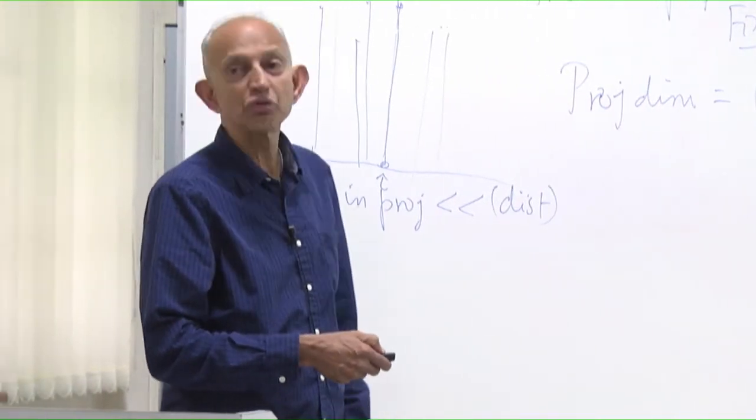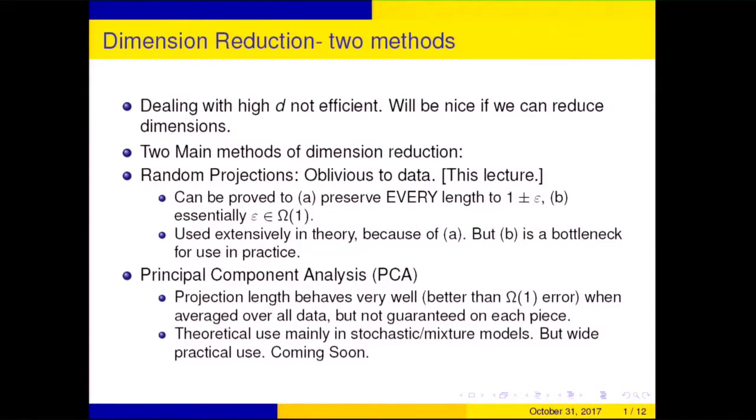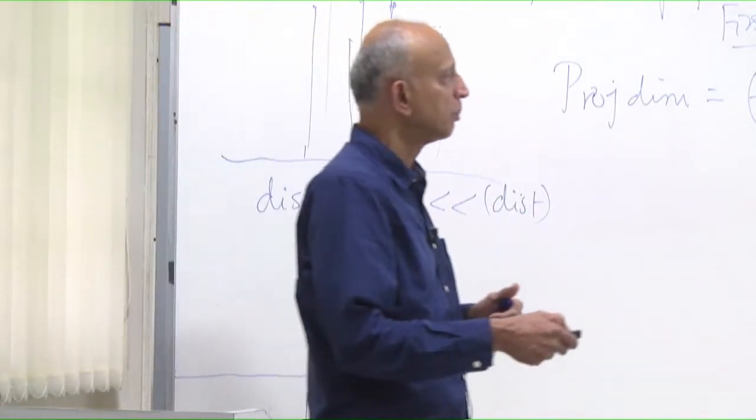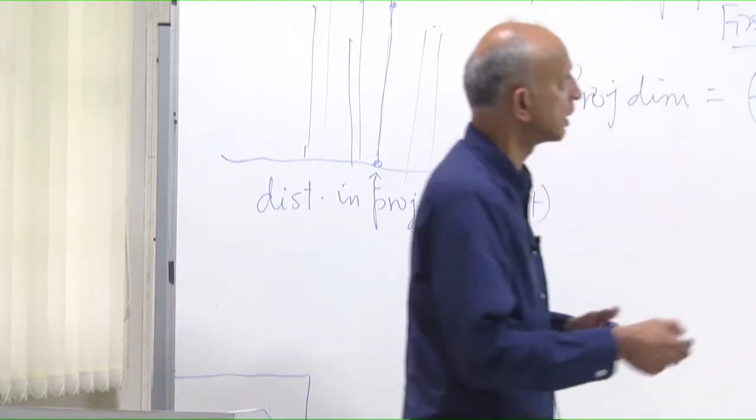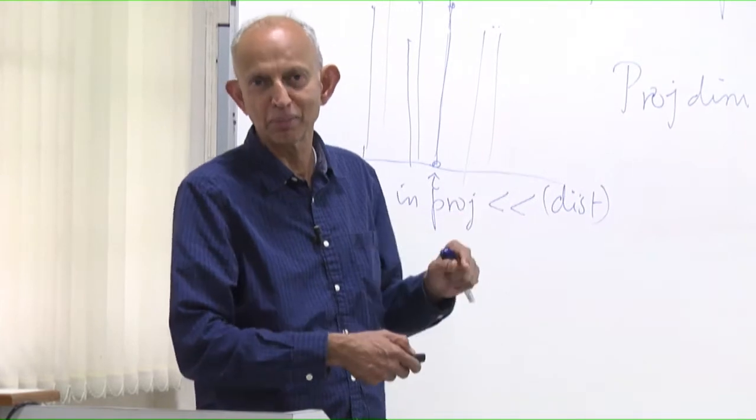Okay? Theoretical use is a little restricted because of this fact that it is not true for every pair. But it is used in stochastic mixture models, which likely at the end of this lecture you'll already see a mixture model, and we'll come back to them later, right? But PCA is very widely used. In fact, for certain problems like nearest neighbor search, which you will see, PCA is more commonly used in practice than random projections, and random projections are more commonly used in theory than PCA.